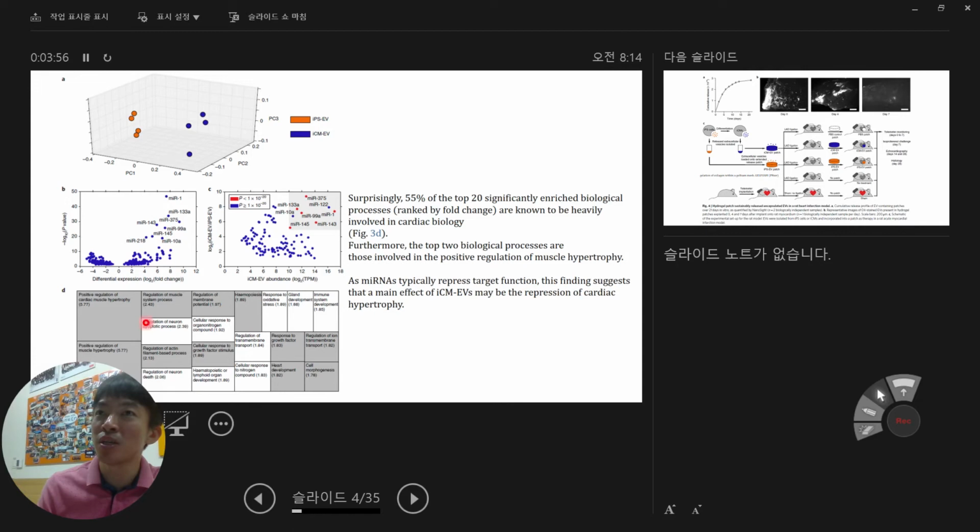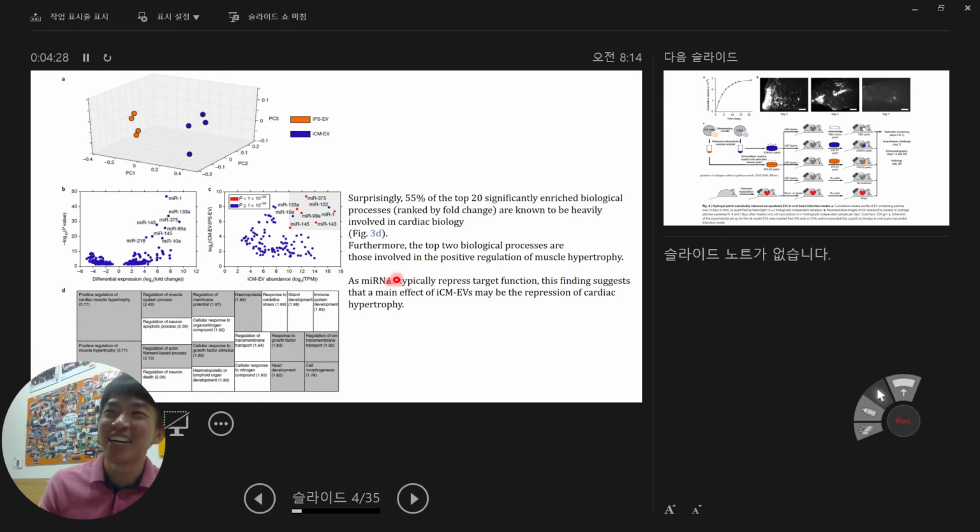So even though they found that muscle hypertrophy is highly upregulated in this RNA sequence data, the function of the microRNA is repressing the target function. So repression of cardiac hypertrophy is the main target. I don't know the normal way people describe microRNA data. Is it true? Okay, I'm going to ask you later.